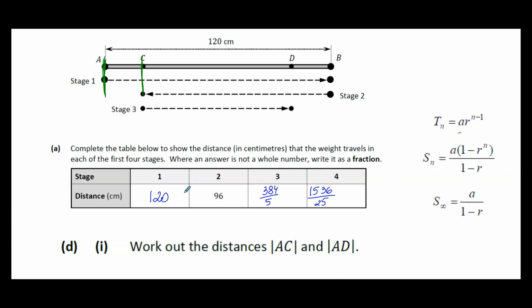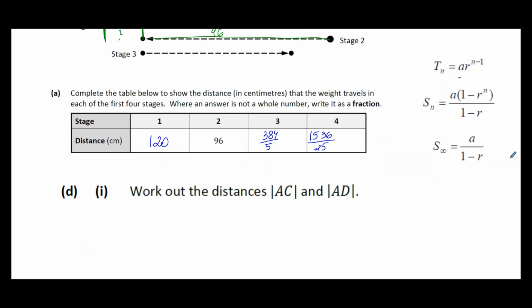So how do we calculate that AC? From A all the way to B, that distance is 120. And then we know that in the next stage, out of that 120, we only travel 96. So that AC is what is left over, isn't it? That distance from A to C will be 120 minus 96, and we put that in the calculator and we get 24.